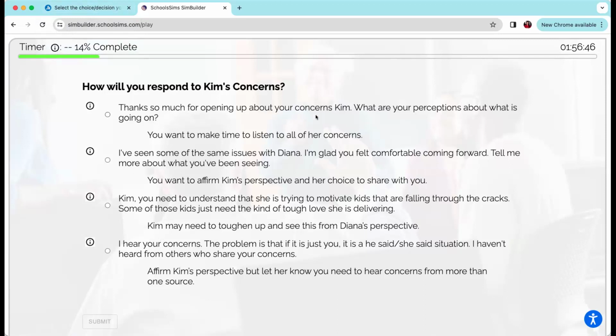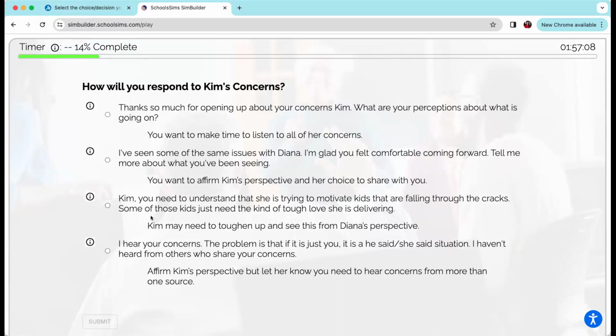Option 1: Thanks so much for opening up about your concerns, Kim. What are your perceptions about what is going on? So you would want to make time to listen to all her concerns. Option 2: I've seen some of the same issues with Diana. I'm glad you felt comfortable coming forward. Tell me more about what you've been seeing. You want to affirm Kim's perspective and her choice to share with you.